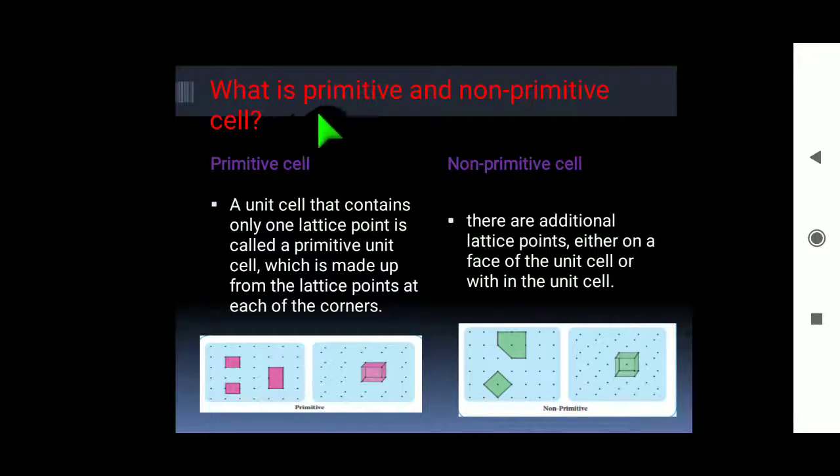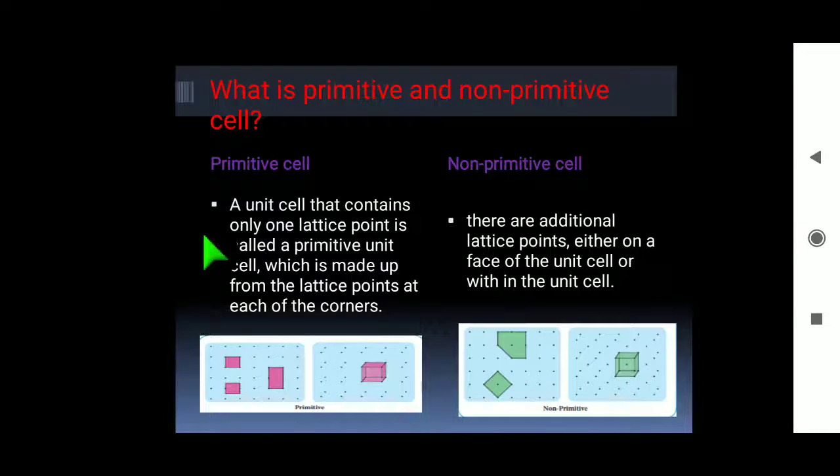Okay, what are primitive and non-primitive cells? Through the diagram, we can find the primitive and non-primitive. In the primitive cell, all lattice points are joined. In the non-primitive, one lattice point is missed.